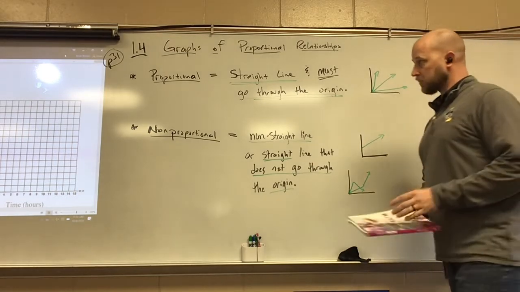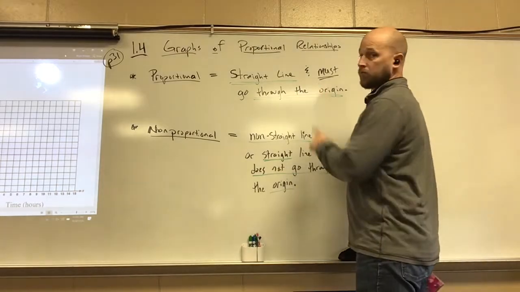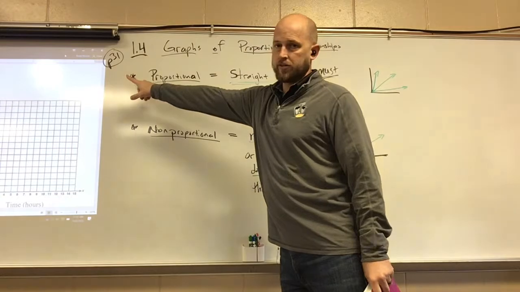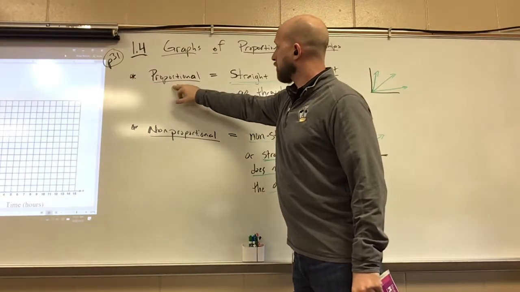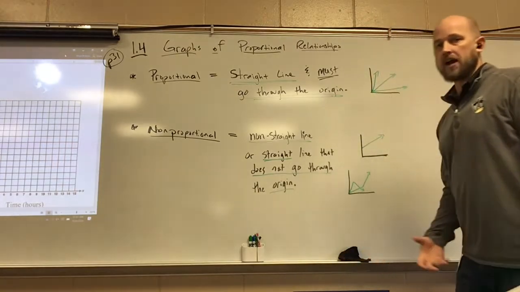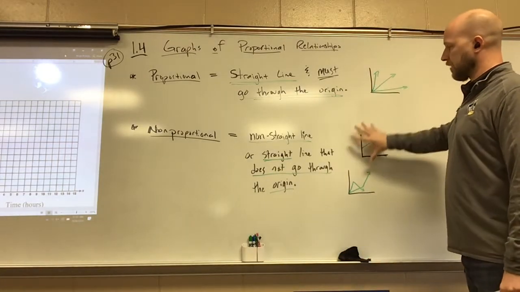We started in class talking about graphs of proportional relationships. We went through all this. This is page 31 in your textbook. We talked about proportional and non-proportional graphs. Again, this relates only to the graphs, and there are a couple of examples.